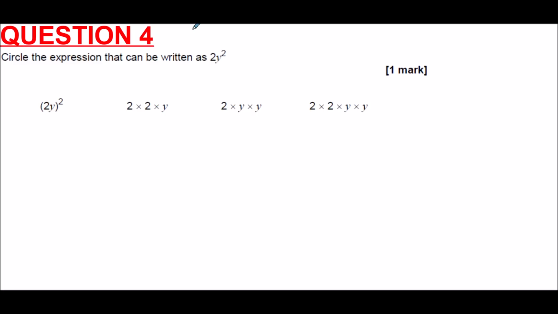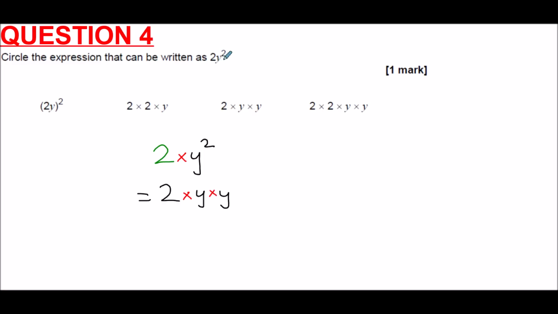Question 4, we have to circle the expression that can be written as 2y squared. Now, with algebra, if we've got different things next to each other, in this case the 2 and the y, with no instruction between them, we can always assume there's an invisible multiplication sign. So 2y squared is the same as 2 multiplied by y squared. And y squared itself means y multiplied by y. If something is to the power 2, it means we're multiplying it by itself twice.